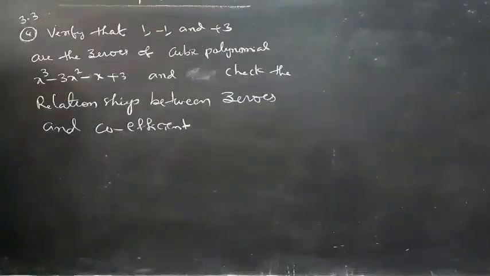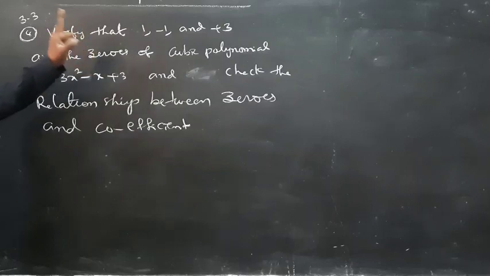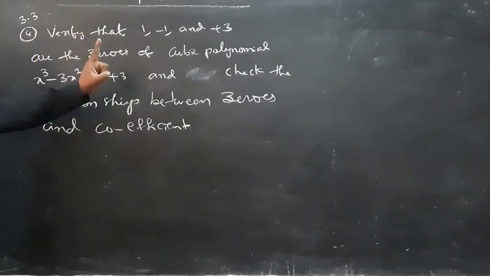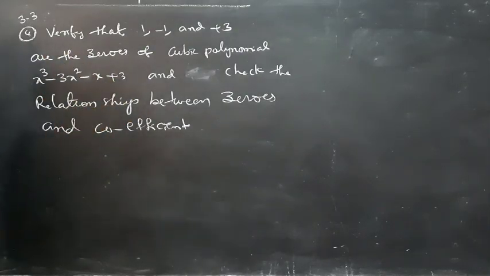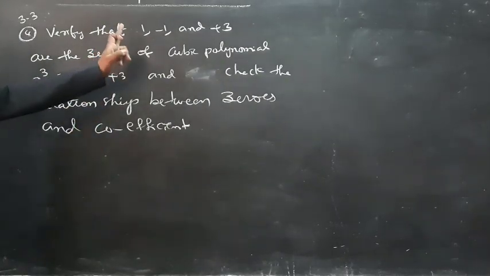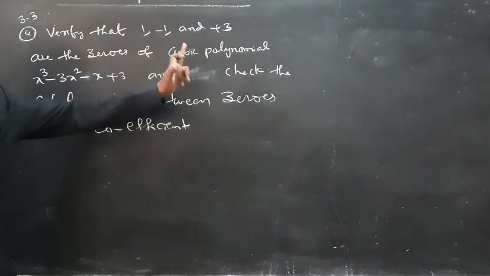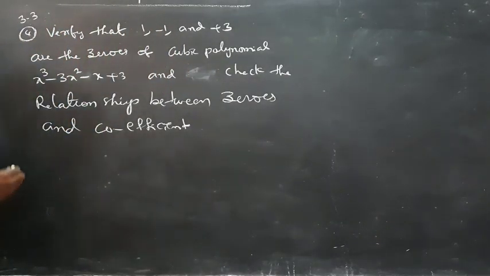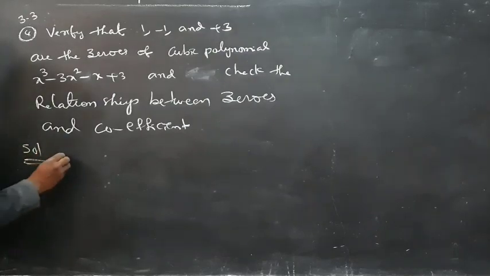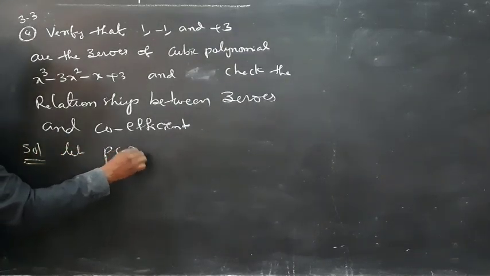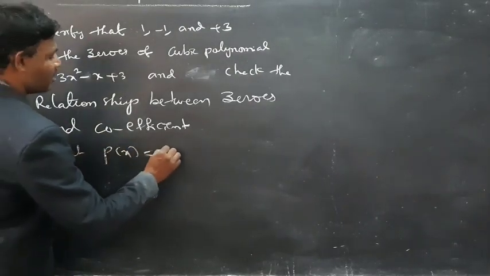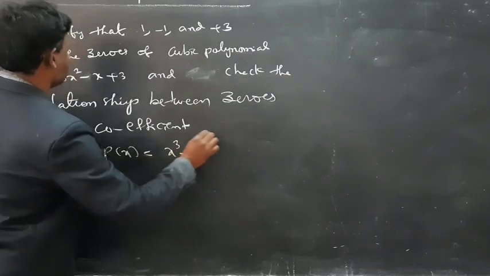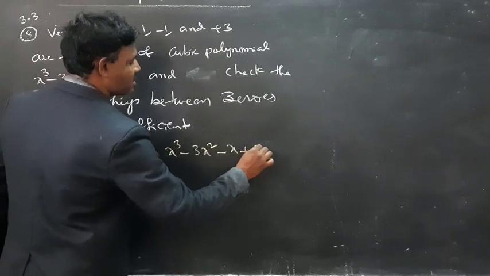and 1. Question: verify that 1, minus 1 and plus 3 are the zeros of cubic polynomial x cube minus 3x square minus x plus 3, and verify the relation between zeros and coefficients. So we have to check. First of all, 1 and minus 1 and plus 3 are the zeros of given cubic polynomial. To check, I am taking given polynomial as p of x. What is p of x here? X cube minus 3x square minus x plus 3.